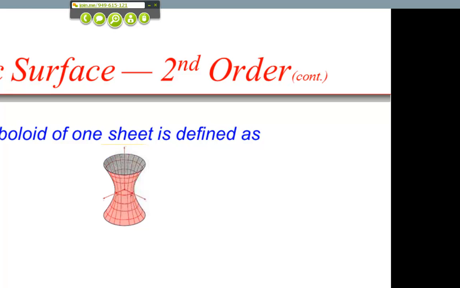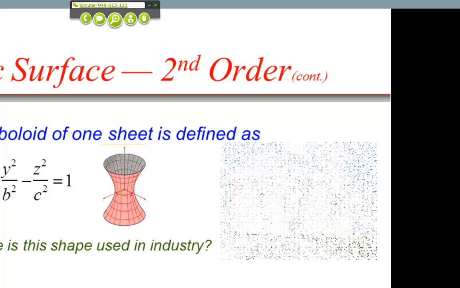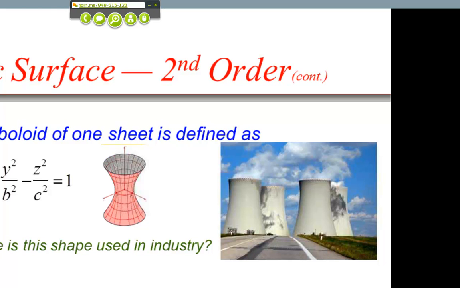Hyperboloid of one sheet and how it's defined has one minus sign. Where do we see those shapes? Cooling towers, right? Why do we see those shapes as cooling towers? Are they better than just a cylindrical cooling tower? And if so, why? They're more stable, okay? Those things are very tall. They have a lot of wind shear in some places. A cylinder in and of itself does not have a stable base. These things have a very stable base, okay? And they provide some better cooling just because of the shape of them.